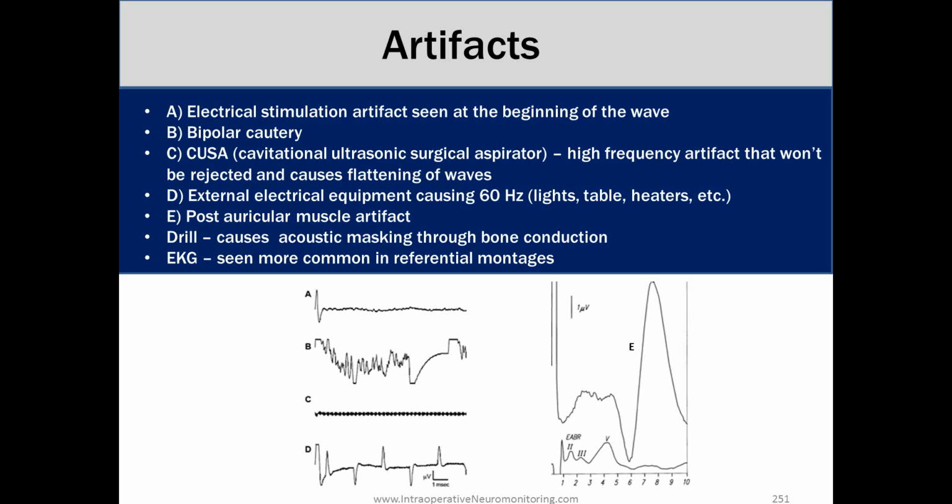So I talked about this a little bit before, but this is when you have your recording electrodes over the mastoid as opposed to in front of the ear. You get this large muscle artifact that happens after the waves that we're recording, but still can distort them as well. The drill causes acoustic masking through bone conduction, and the EKG is seen more commonly in referential montages.